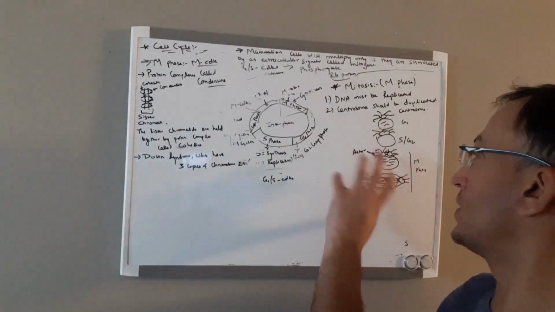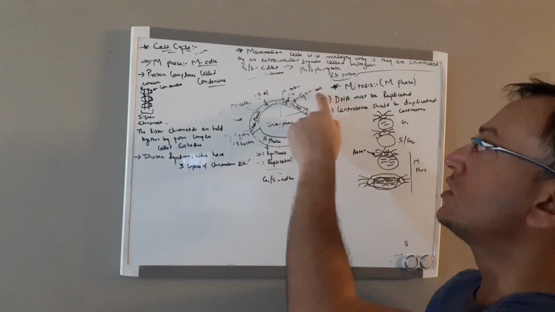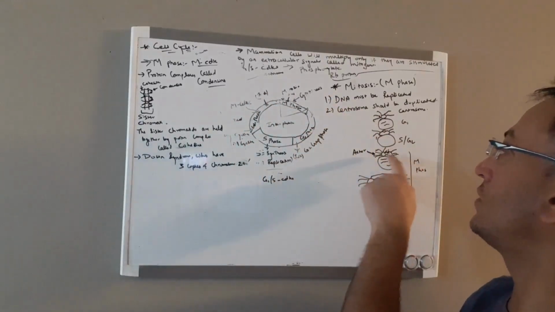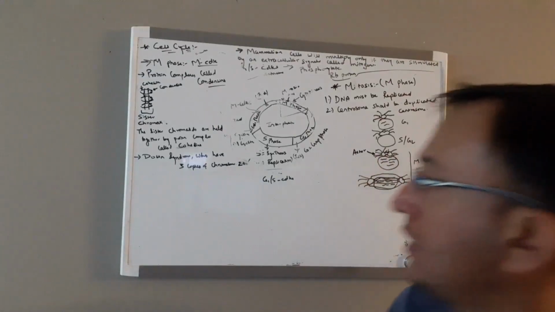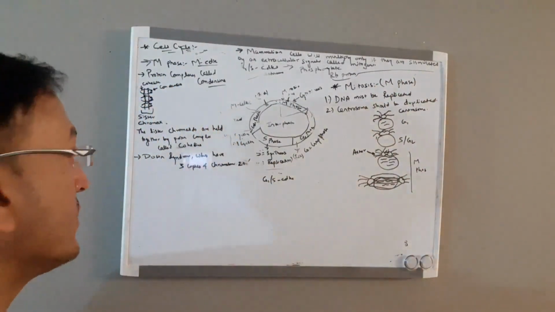Right, so this is the process of how the centrosome is duplicated. Before the M phase begins, these two things will be done, so that it should be duplicated. And the mitosis itself is divided into 5 phases, right?